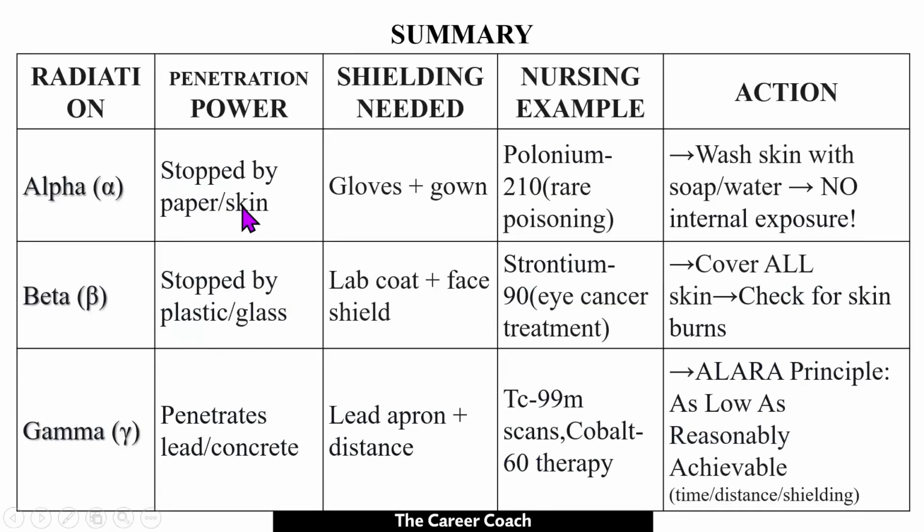As a form of summary of what we have discussed about the types of radiation, let's look at some radiation types: penetration power, shielding needed, nursing example, and nursing action.